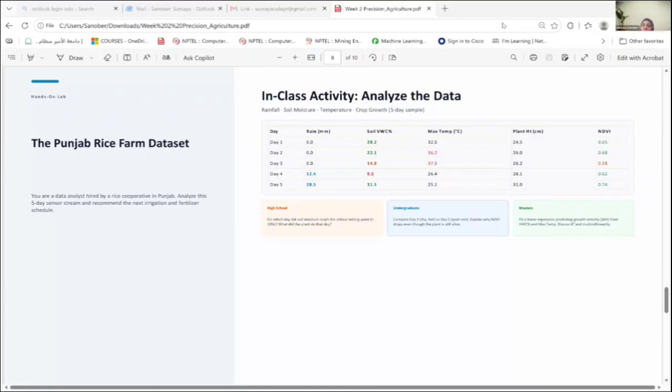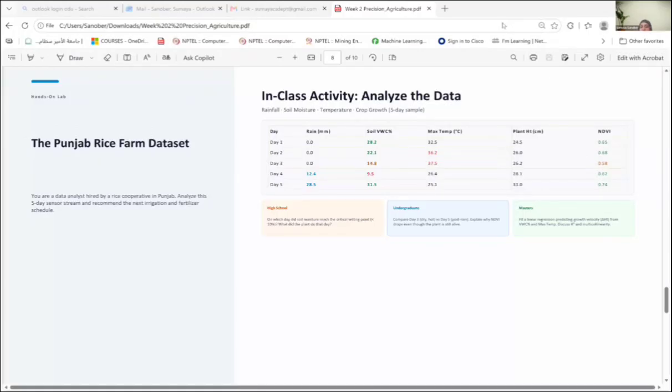Then similarly, on day 4, soil moisture reaches 9.5%. According to our threshold, this is a critical wilting point region. However, the farm receives 12.4 millimeters of rain, right? So what is happening here? If we notice, the plant height continues to increase. Plant height does not immediately decrease due to stress, but the NDVI and the physiological activity can respond more quickly. Then likewise, we have day 5 giving us information.